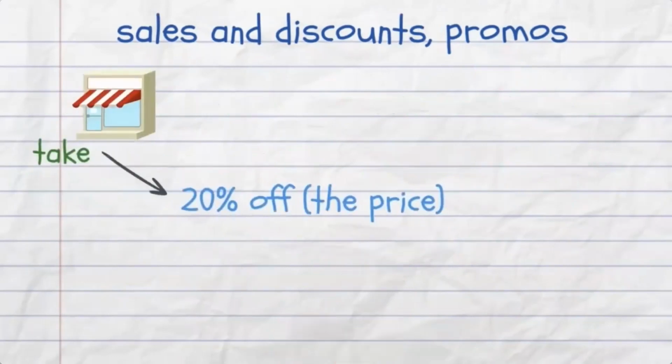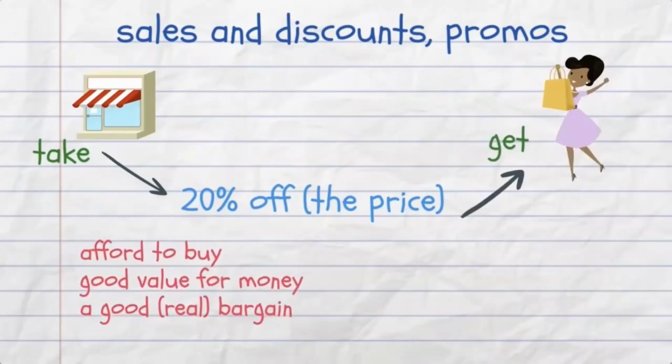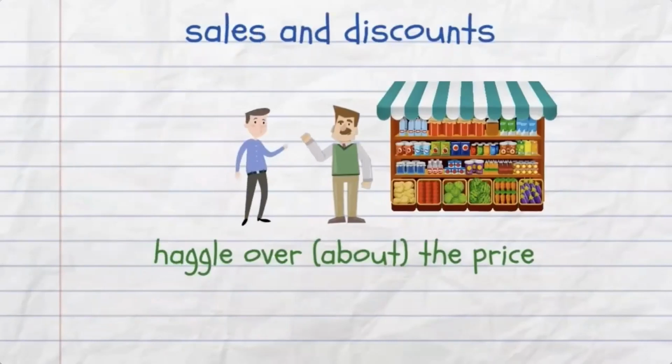In a sale, a seller's shop can take, say, 20% off the price, and as a buyer you can get 20% off the price. So you can afford to buy quite a lot of things, and a lot of items become good value for money or a good bargain, which means a profitable deal for you. You can negotiate a lower price or haggle over the price, but not in the shop. Usually it happens at the market.